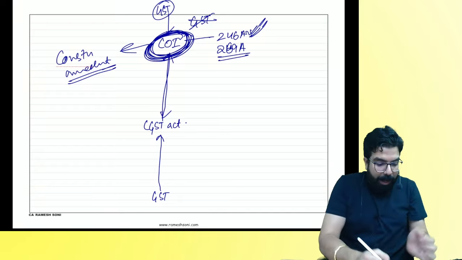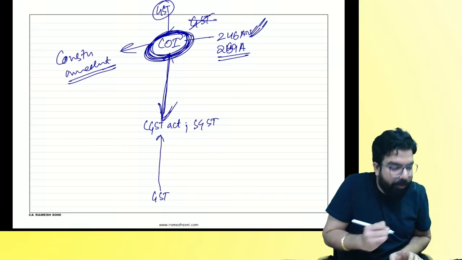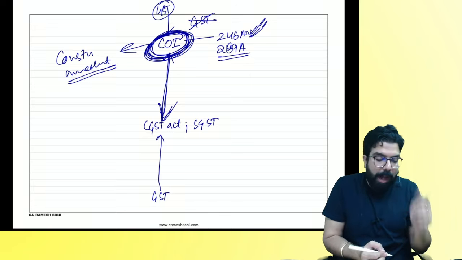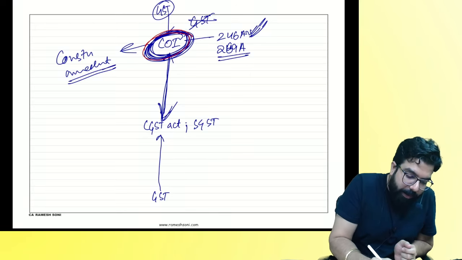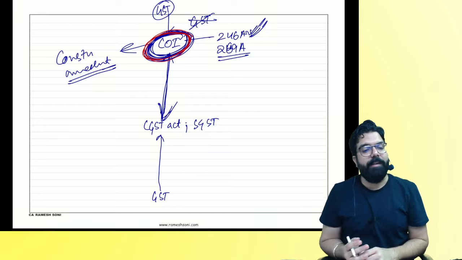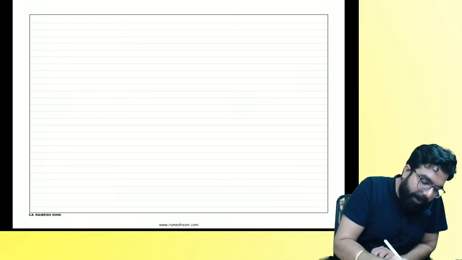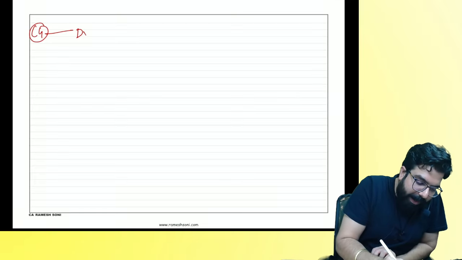Only if the Constitution allows, you can make what law? CGST Act, SGST Act. Yes or no, everyone? So now, first they had to amend the Constitution. Now you tell me one thing. For any amendment to be done, what do you have to do first? First, the central government will make a draft bill. Do you agree with me?